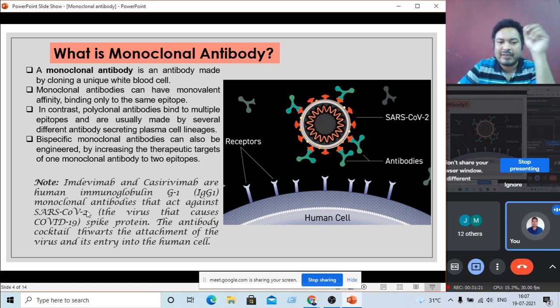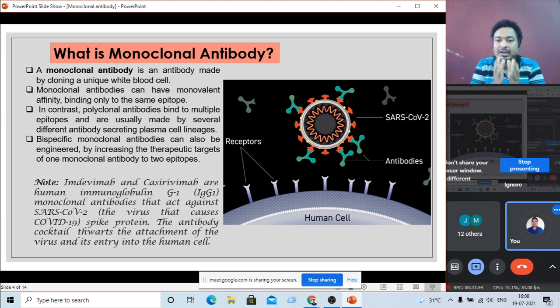And what is the function of these two monoclonal antibodies? They inhibit the attachment of the virus to the human cell. When the virus cannot attach to the human cell, it cannot enter inside the human cell. That means the virus cannot infect the human body. After some days, all the virus die outside of the human body, and our body recovers.